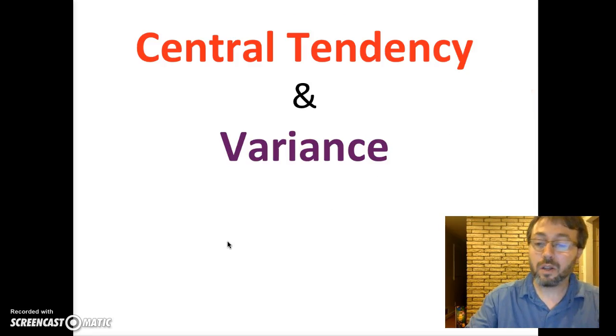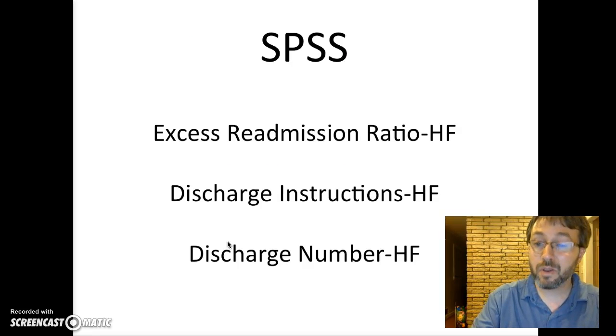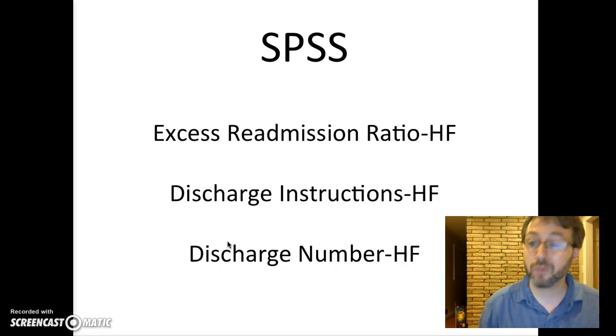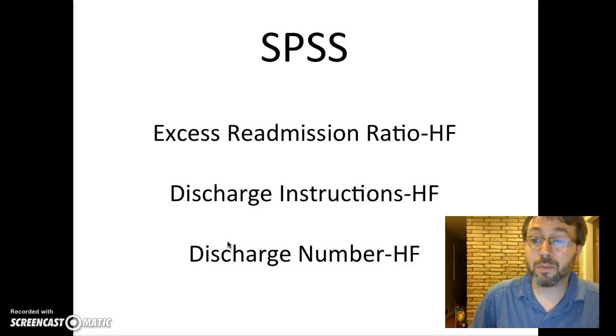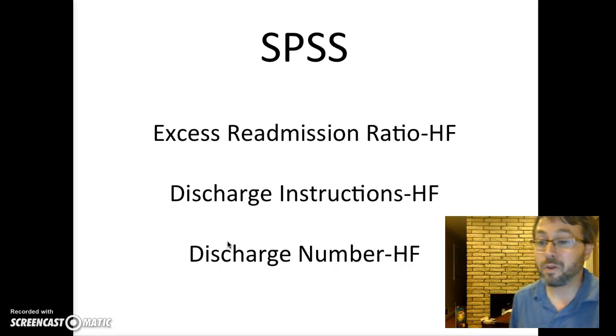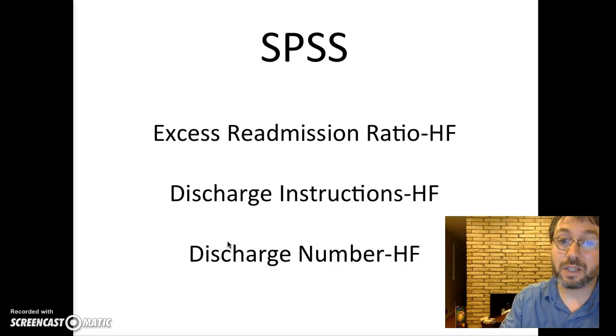So again, we're going to look at how to view central tendency and variance simultaneously using three variables from our previous discussion. The excess readmission ratio, which is the number used to penalize hospitals for readmissions, the proportion of hospitals who give patients discharge instructions, and then the number of discharges by facility. So let's take a moment and open our data set in SPSS.